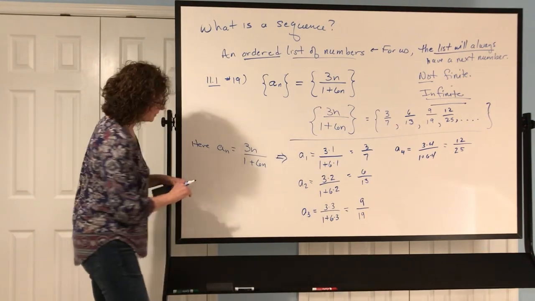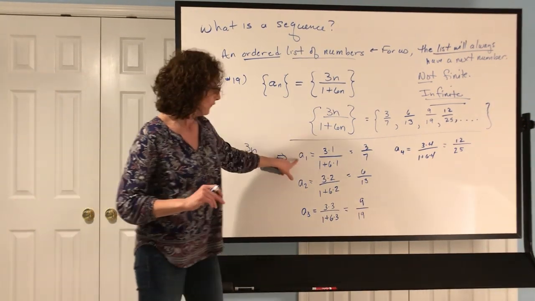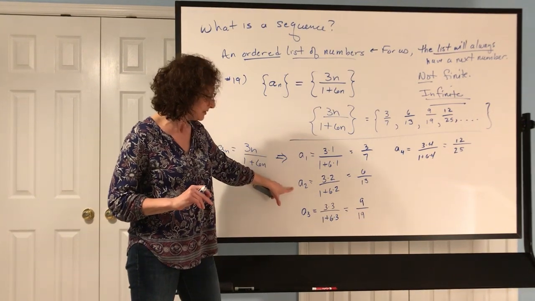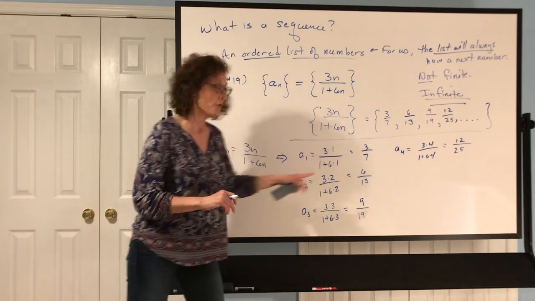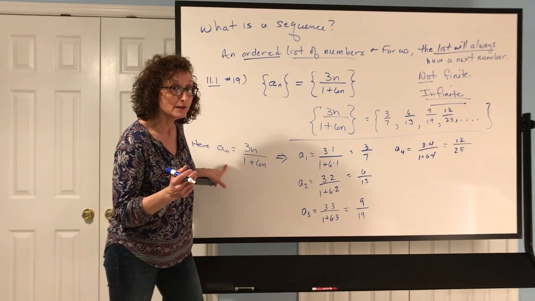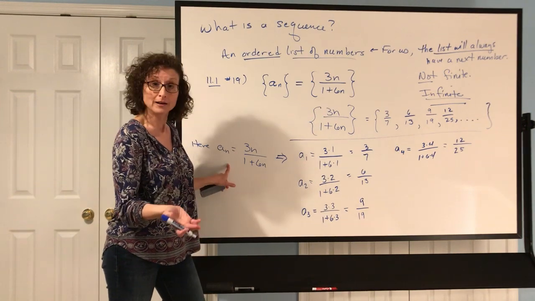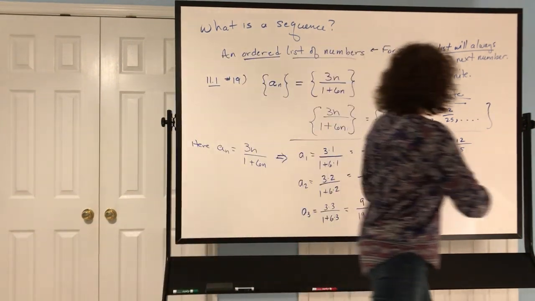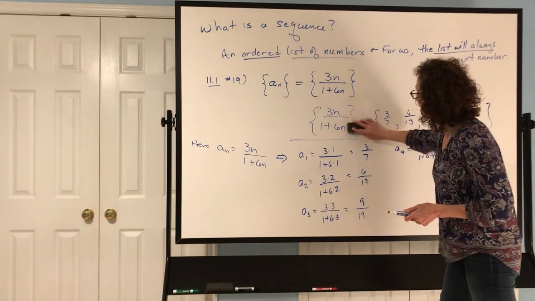So here, notice, we've already called a sub n, like a sub 1 is the first term, a sub 2 is the second term, a sub 3 is the third term, yeah? A sub 4 is the fourth term. So what is a sub n? The nth term. Excellent, right? Very nice.